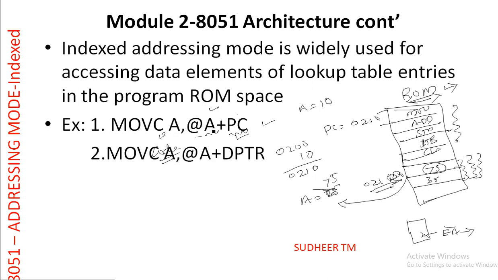MOVC A, @A+DPTR. Not only PC, DPTR also we can use for accessing the code externally to the accumulator. So accumulator is always a must here. MOVC R0, @A+PC is not a valid instruction in 8051. Only the accumulator supports copying the content of external memory.